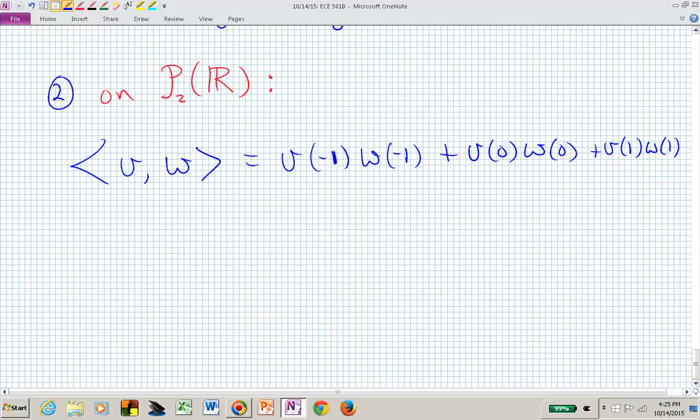And you need to pay attention to how many terms I've included in that inner product relative to the order of that polynomial. It's P2, and now I've sampled each of those polynomials at 3 different points in my variable x, or variable t. Let's look at an example.